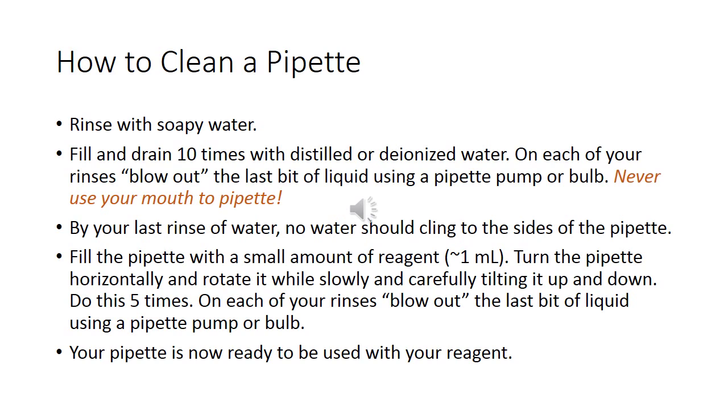Turn it on its side, rotating it around, and tilting it gradually up and down so the water rolls around all over the inside of that. That way you're coating the surface with the reagent that you're going to be using the pipette to measure. You want to do this 5 times to remove any trace of water that may dilute your reagent. Even though you're rinsing it 5 times, you're using less than 5 milliliters of reagent.